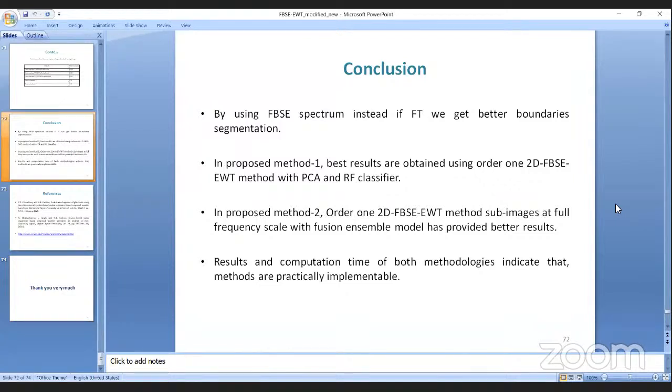By using this Fourier-Bessel series expansion-based spectrum instead of Fourier transform, we get better boundary segmentation. In proposed method 1, the best results are obtained using the order 1 two-dimensional FBSE DWT method with principal component analysis and random forest classifier. In proposed method 2, the order 1 two-dimensional FBSE DWT method sub-images at full frequency scale with fusion ensemble model has provided better results. The results and computational time for both methodologies indicate that the proposed methods are practically implementable.